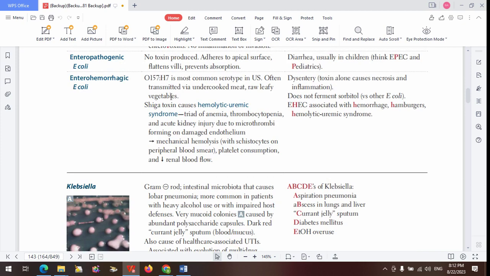O157:H7 is a strain, the serotype of this enterohemorrhagic E. coli that is responsible for this presentation. That happened a long time ago. So, that's the most common serotype that causes this hemolytic uremic triad, the O157:H7 serotype of this enterohemorrhagic E. coli. So we can say enterohemorrhagic E. coli, we can say E. coli O157:H7. They are the same thing.